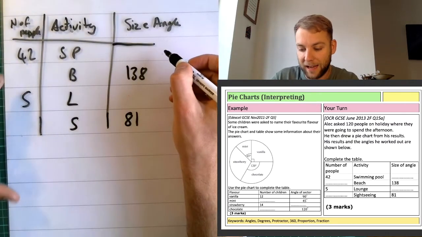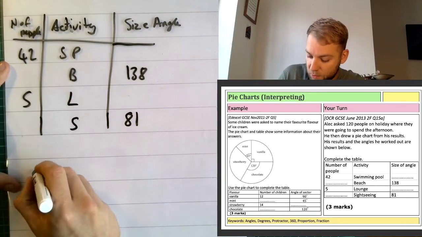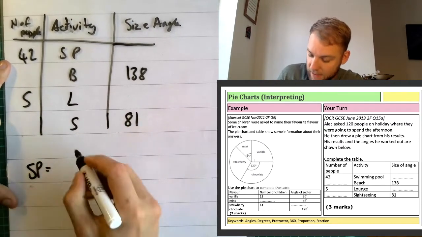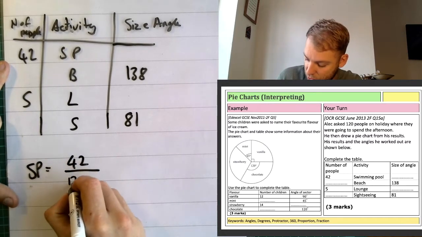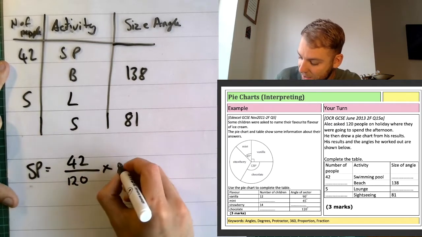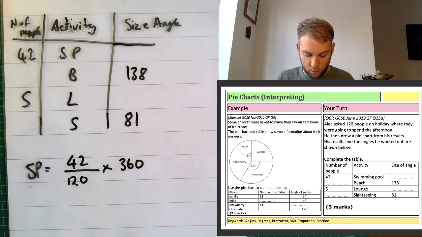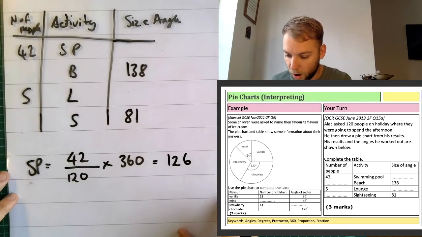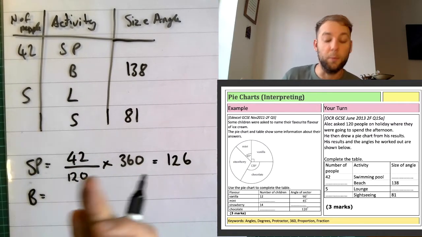So if I want to work out the angle, you write the proportion times by 360. So your proportion of this one, let's write down swimming pool so you can see it. Swimming pool is going to be 42 out of the total amount of people, which in this case is 120, times by the angle I want, so 360. So on our calculators, 42 over 120 times by 360, which is 126. Brilliant.